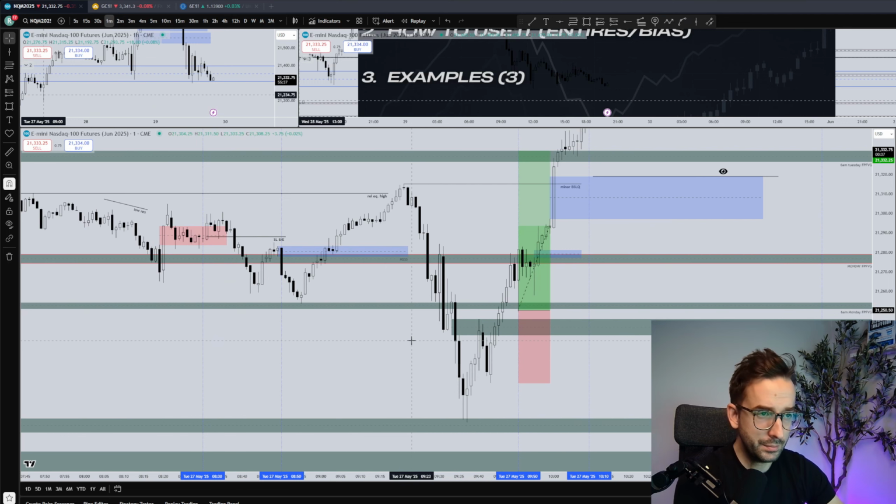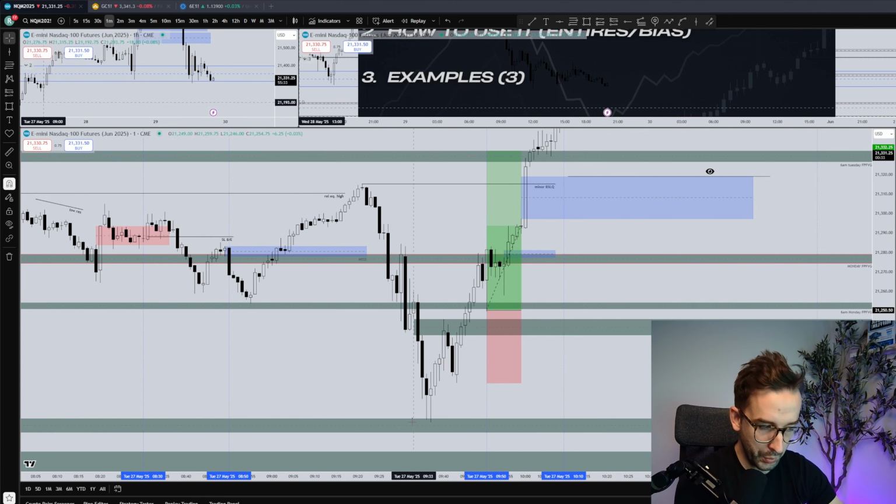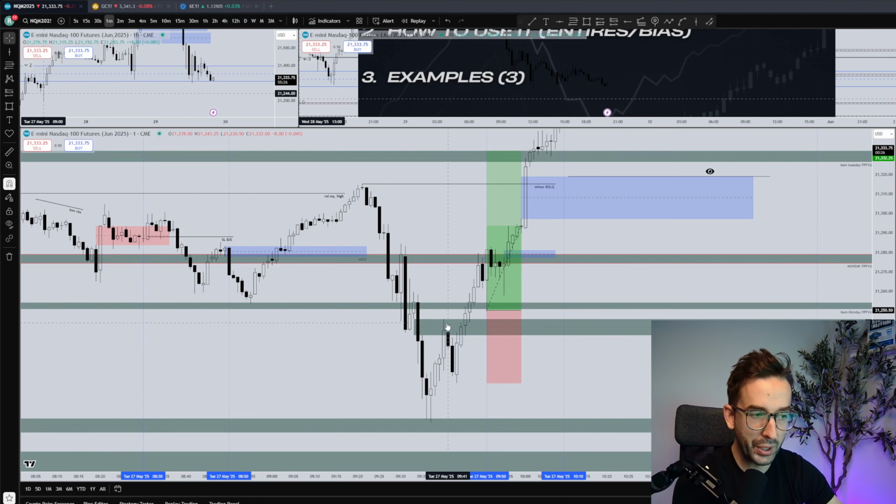What price did before the 9:30 open is it took out relative equal highs on the 1 minute, and it dropped lower. It created a first presentation fair value gap at 9:34. Price tried to break through it once. It failed to do so. You can see here the bodies of the candles are closing below the midpoint.